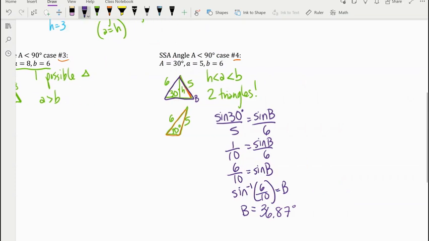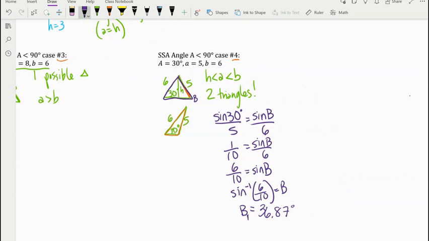Okay, and then I'm actually going to call that b sub 1, because remember I have 2 different triangles I can make. So I'm going to call that b sub 1. And then, okay, now I have 2 angles, so I can solve for the third angle. So it's going to be 180 minus 30 minus b sub 1. So that's going to be, I did something wrong here. 150 minus 36.87 is equal to 113.13 degrees. So that's my c sub 1.